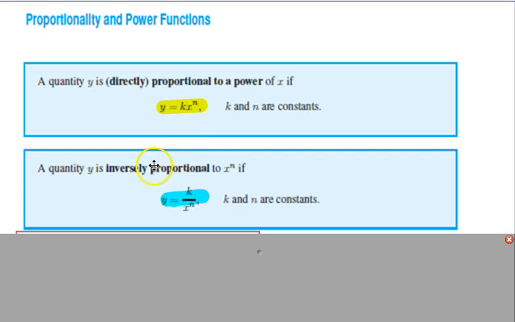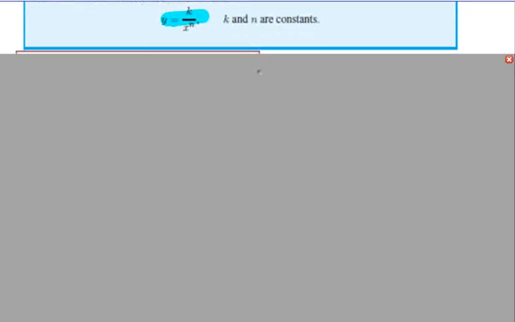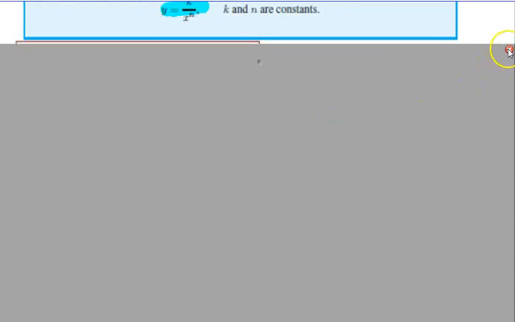Okay? We say that y is inversely proportional to a power of x if y is equal to k divided by that power of x. Okay, so in this case k and n are constants. And so of course the next question is, when will we see this in real life? See, I've already anticipated your questions, and those are very popular questions.